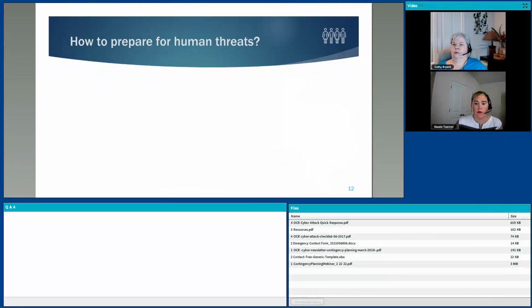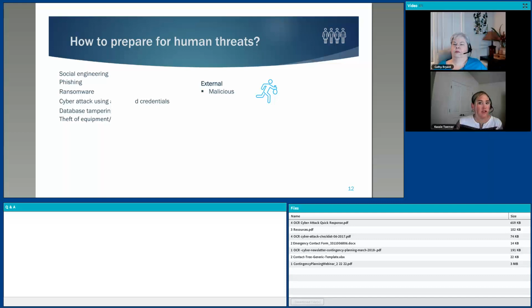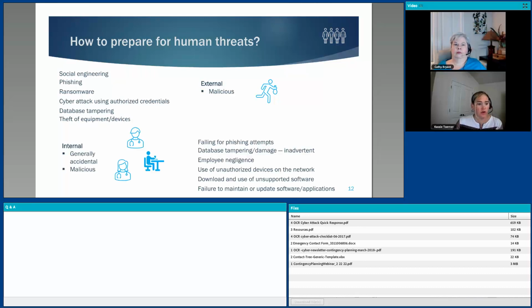So, how to prepare for human threats. When you think about threats in your environment, there are going to be external threats that come via social engineering, phishing, ransomware, cyber attacks that we briefly mentioned, database tampering, or theft of devices or equipment. Generally, these are malicious attacks on your systems, and there are also internal threats that you would want to consider.